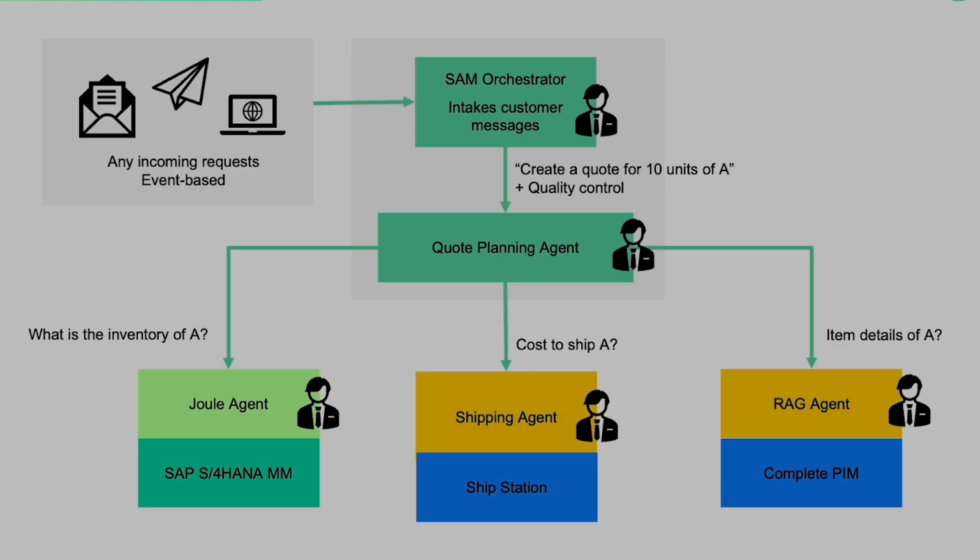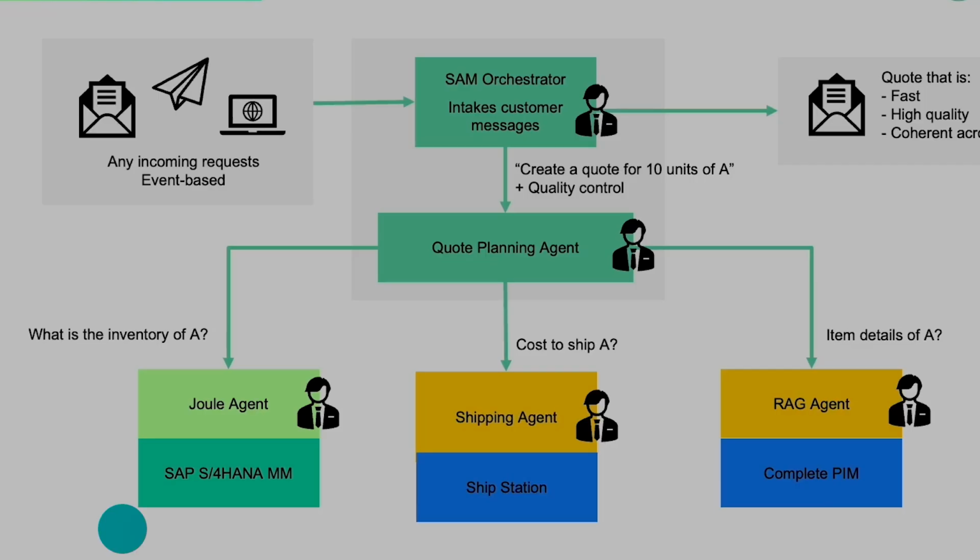Lastly, using the responses from the above agents, it checks with the shipping agent and gets cost estimates and timelines for shipping the product from the sourcing warehouse to the customer location, complying with their shipping requirements. What you get at the end is a quote that is fast, high quality, and coherent across solutions.